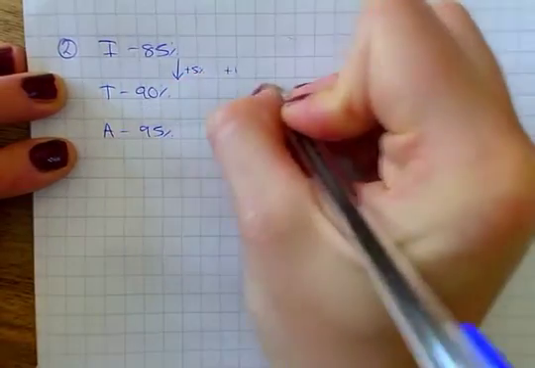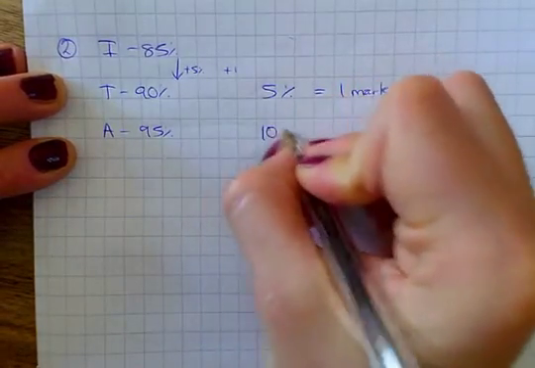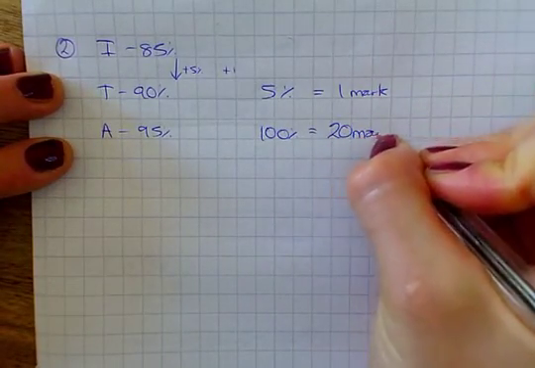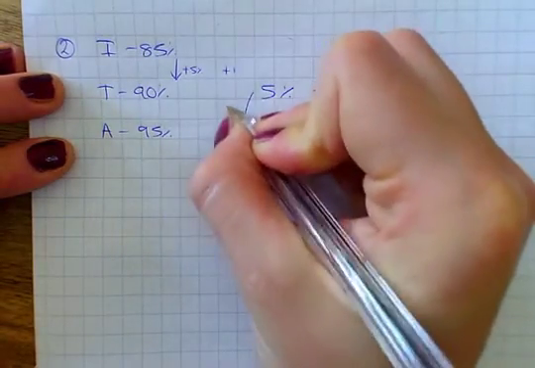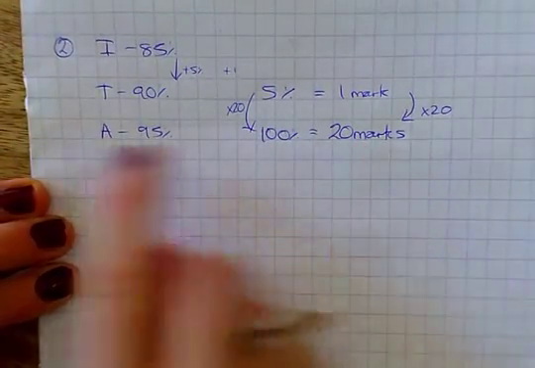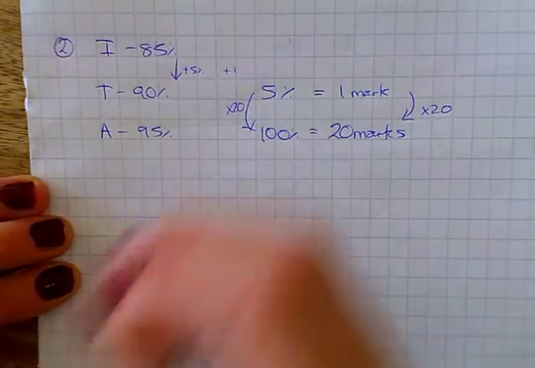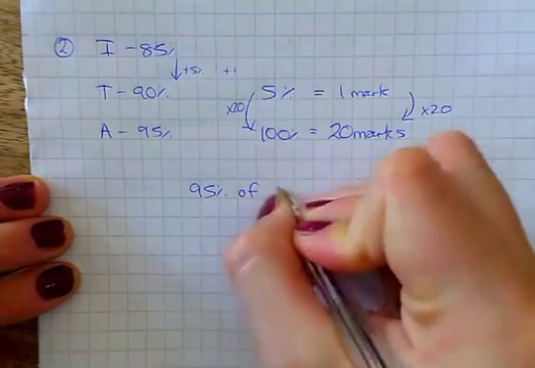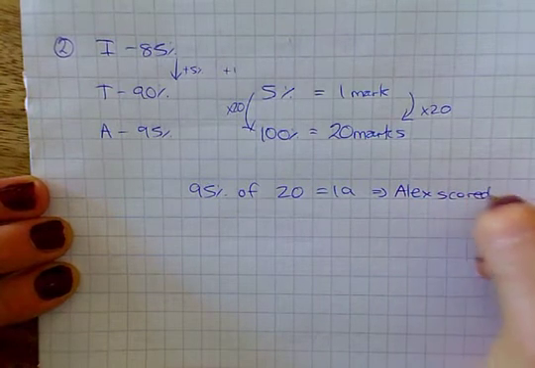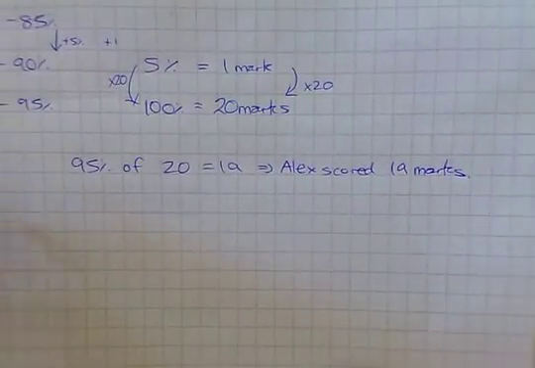1 mark more, we can say that 5% is equal to 1 mark, and so 100% of the test would be equal to 20 marks. And I've got that by just timesing here by 20 to get up to 100, and timesing here by 20. So if 100% is 20 marks, as Alex scored 95%, 95% of 20 is equal to 19. So Alex scored 19 marks. And that would be your final answer.